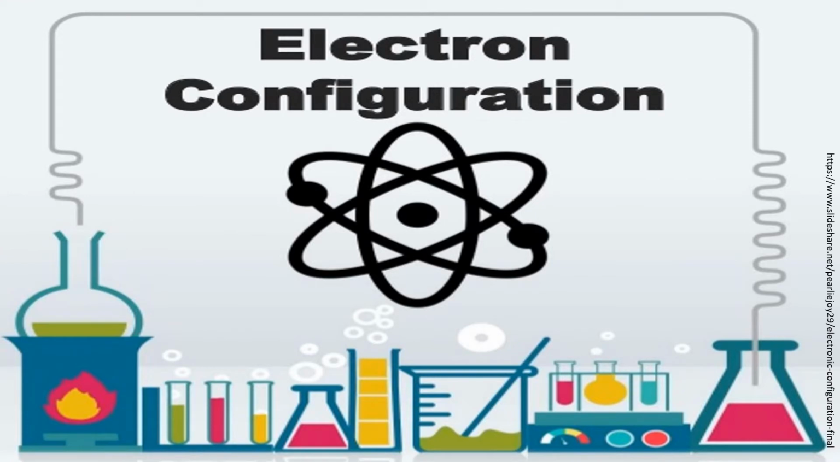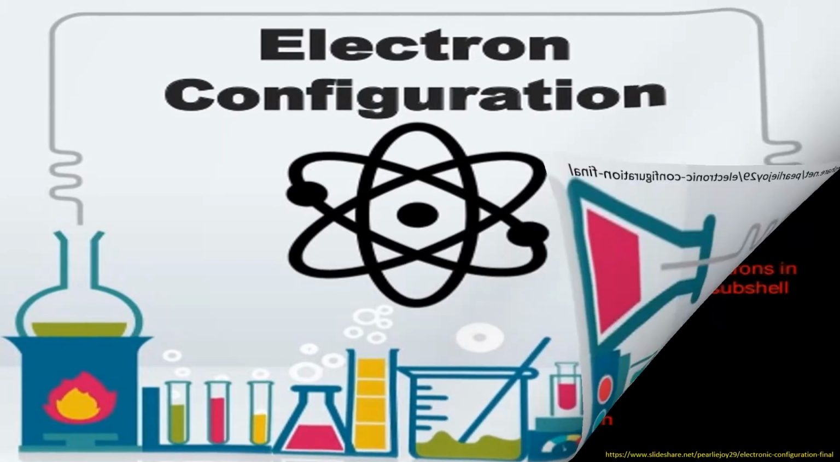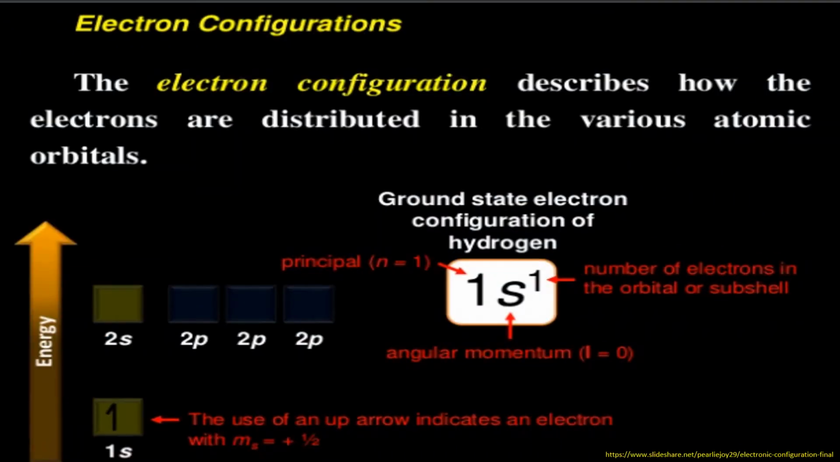In this video, I want to tell you how you will calculate electronic configuration and valence electron, but I want you to understand this one carefully. Let us have first the definition of electron configuration, as it describes how the electrons are distributed in the various atomic orbitals. Take a look at the example of hydrogen here, for its ground state electron configuration of 1s1.